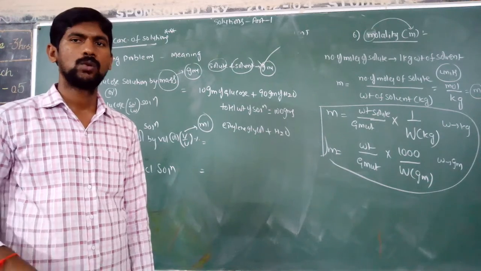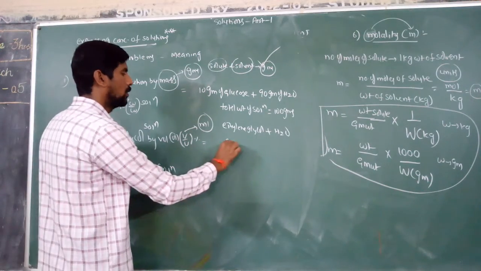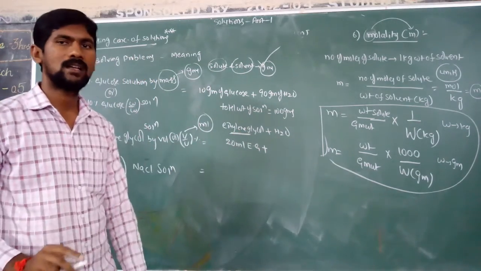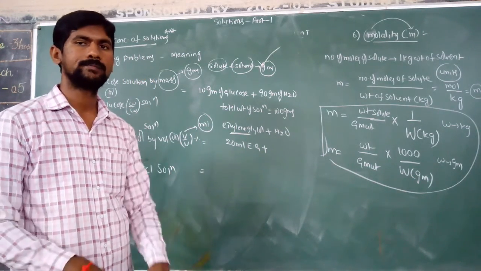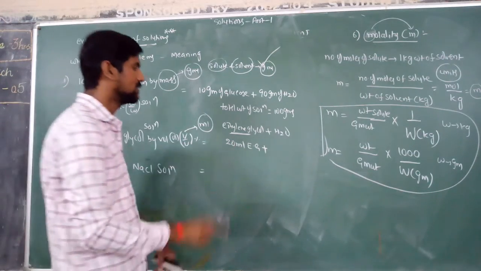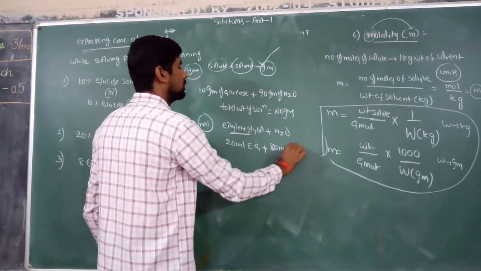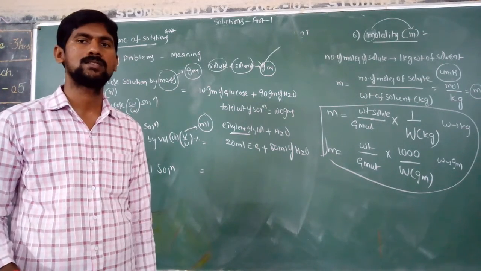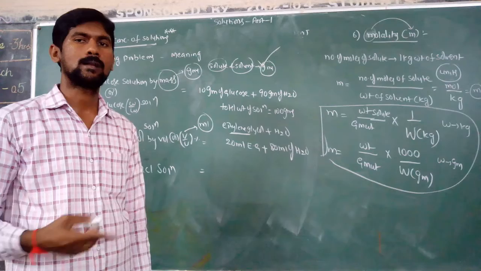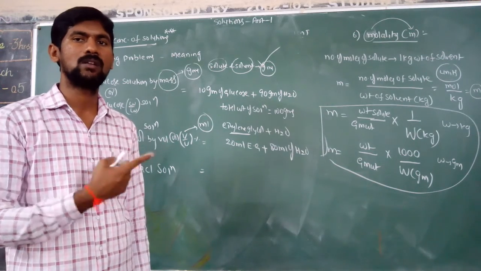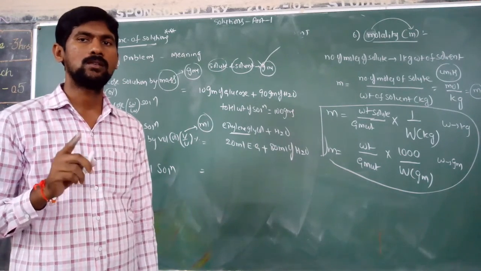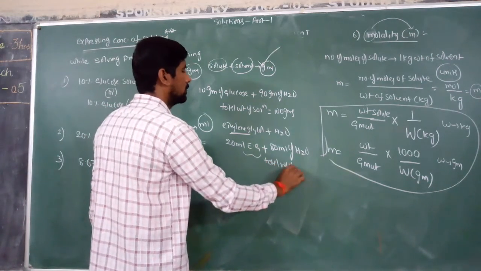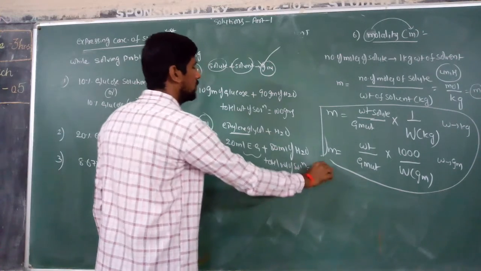Percentage means always 100. 20% ethylene glycol solution by volume means that 20 ml of ethylene glycol is dissolved in 80 ml of water. So this is the meaning of volume percentage. Both solute and solvent are expressed in terms of volumes. What is the unit of volume? ml. So total volume of solution is 100 ml.